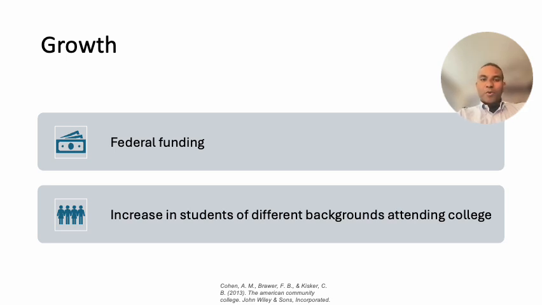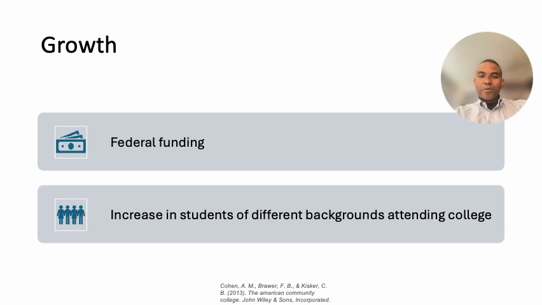Colleges also saw more people who had disabilities going to college. More non-traditional students, older students, were going into college. Because traditionally college had been for that traditional age student who's coming out of high school.